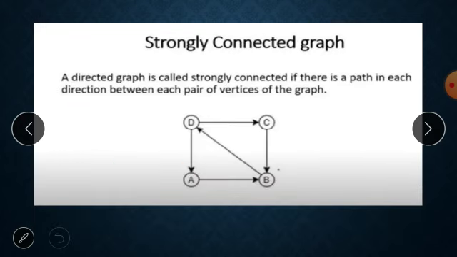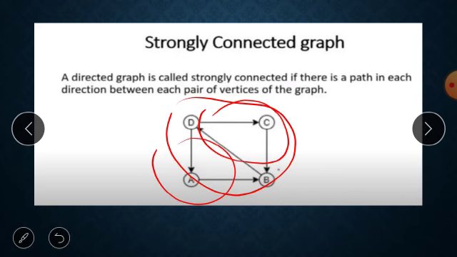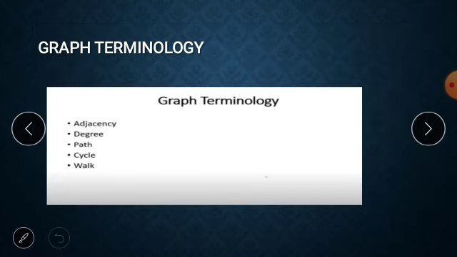And then strongly connected graph. A directed graph is called strongly connected if there is a path in each direction between each pair of vertices of the graph. So this is the strongly connected graph. We have two cycles here. This is about the graph properties.